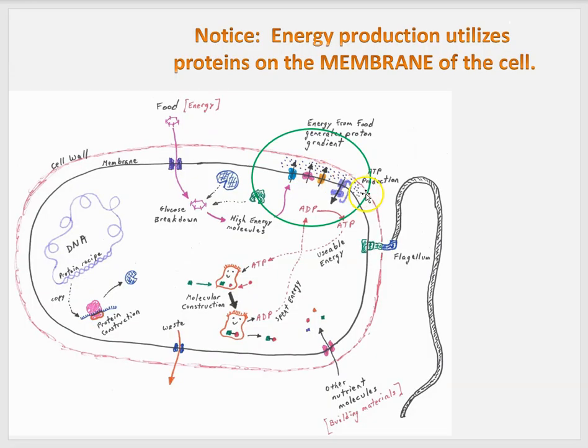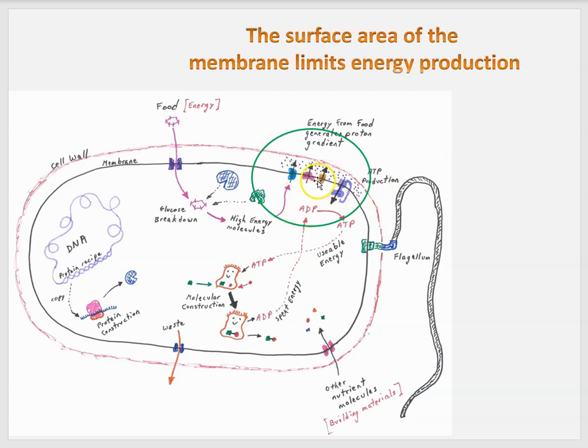And the answer has to do with these proteins that are involved in the banking system, the energy conversion system of the cell. So energy production utilizes proteins on the membrane of the cell. Now here we're just showing one set of these proteins involved in converting the energy of glucose and repackaging it into ATP. But the membrane can be studied with many examples, many versions of each of these proteins. Nevertheless, there is a limitation to how many energy-producing proteins can be inserted into the membrane. So the surface area of the membrane limits energy production.